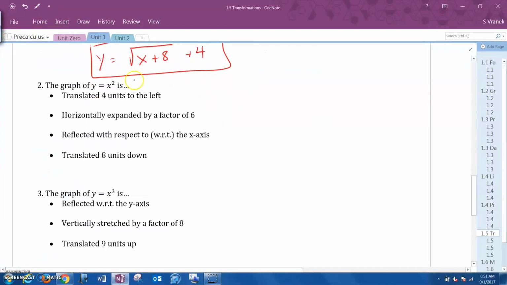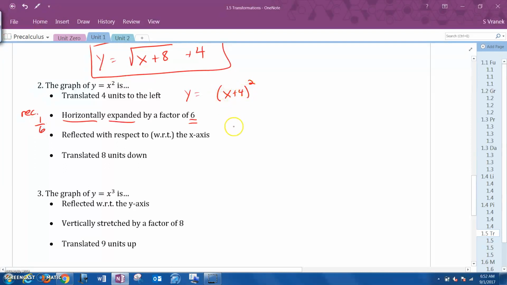So now we have to follow that with these. Okay, follow the thing. So we have graph of y squared is translated 4 units to the left. So that would be x + 4 squared. Now you have to be careful. Horizontally expanded, we didn't do much with these. By a factor of 6, if it's being expanded by 6, that means you have to multiply by the reciprocal when you're doing horizontal expansion and compression. So if it's being expanded by a factor of 6, we need to multiply by 1/6. And it has to still be with this piece.